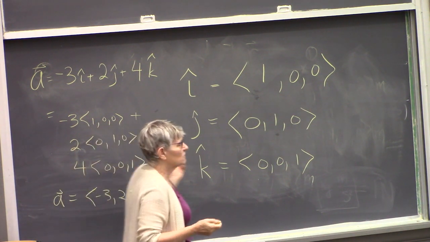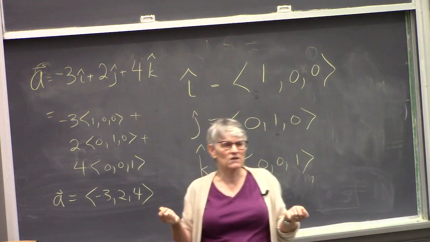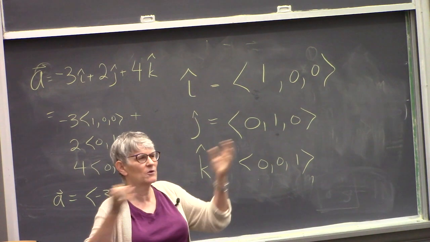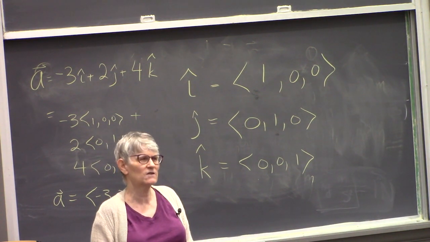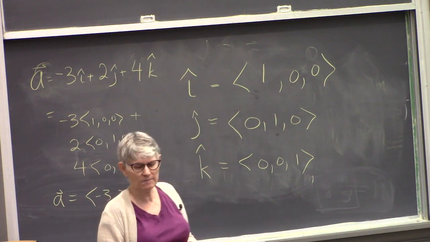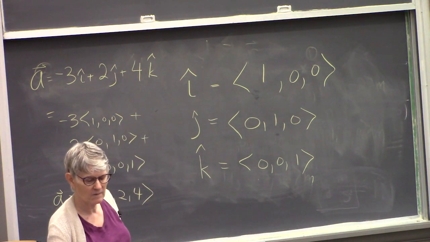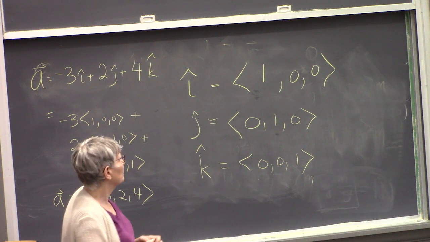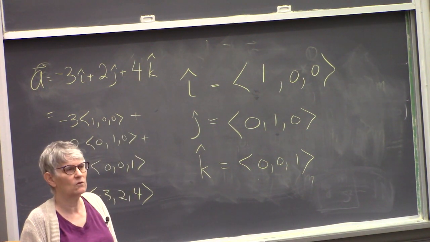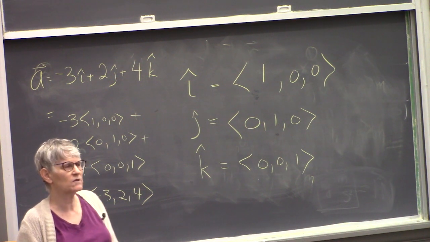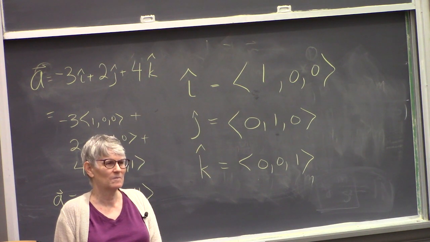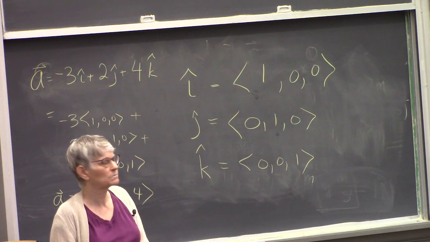Now, we're not going to use this notation in this class because A, it's cumbersome, and B, it makes it look like a vector is composed of 3 different things added together, and that's not right. A vector is one thing. It just has 3 pieces. Okay, so questions so far? It's okay to have questions.